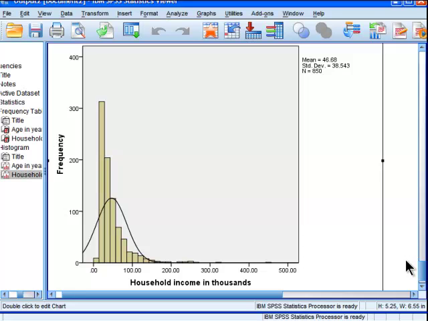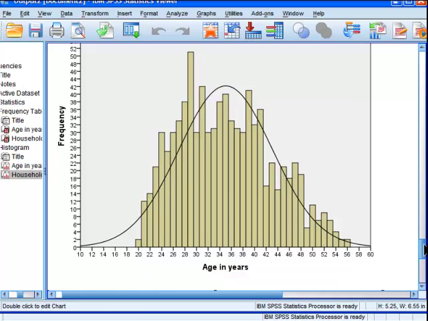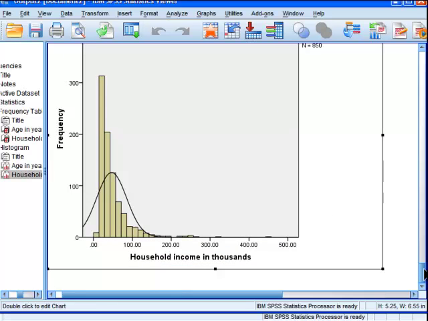But this is how you do a frequency table and a histogram in SPSS. This is what it looks like. This is what it looks like when you have relatively normally distributed data. And this is what it looks like when you have very positively skewed data.